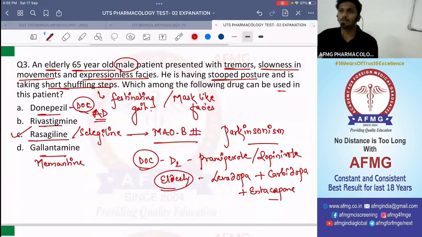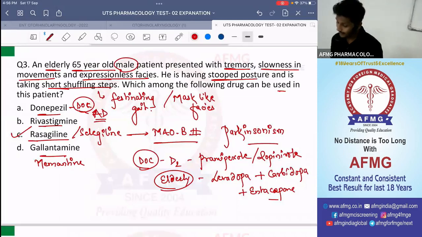Otherwise, the drug of choice in younger patients of Parkinsonism should be pramipexole or ropinirole. The most effective drug, again, levodopa should be your answer. No issues to anybody? Apart from that, we have already discussed in psychiatry, in case of Parkinsonism we can even do deep brain stimulation. If there is a suicidal risk, we can even go for deep brain stimulation in this patient. No issues to anybody? So, these are the important things you need to remember.